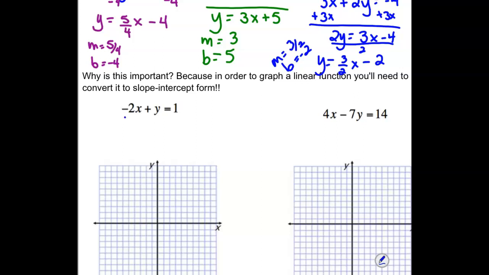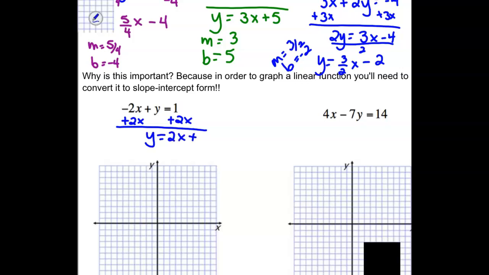So let's go ahead. We just have to add the 2x to the other side to get this in slope-intercept form. In this case, we know our slope is 2 and our y-intercept is 1. So to graph it, we're going to start at the 1 on the y-axis, and we're going to rise 2 and run 1. So rise 2, run 1. My next dot would be there. Rise 2, run 1, rise 2, run 1. And now I can draw on my line.